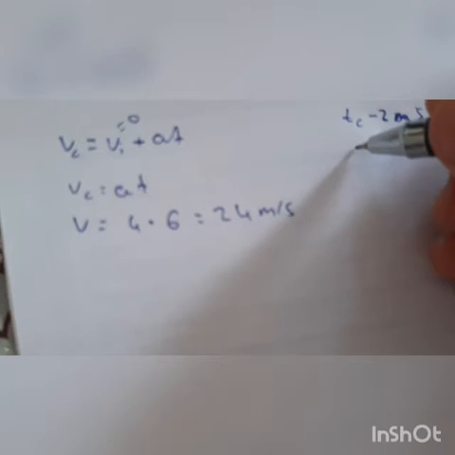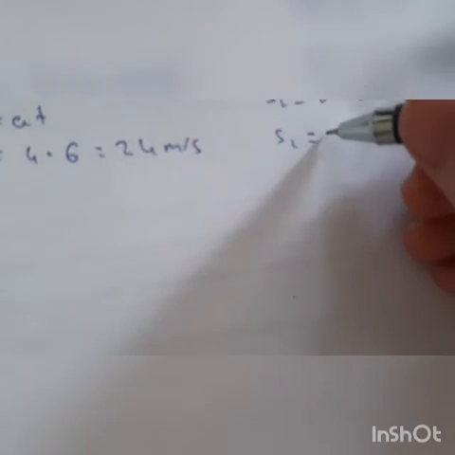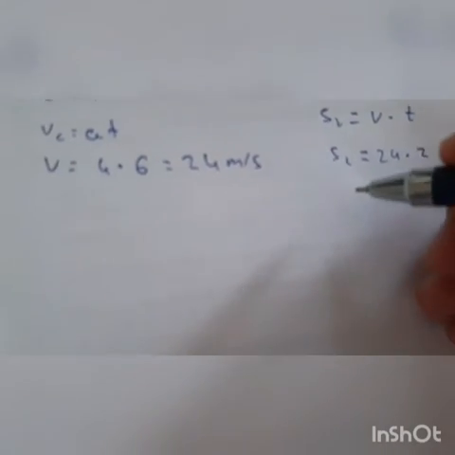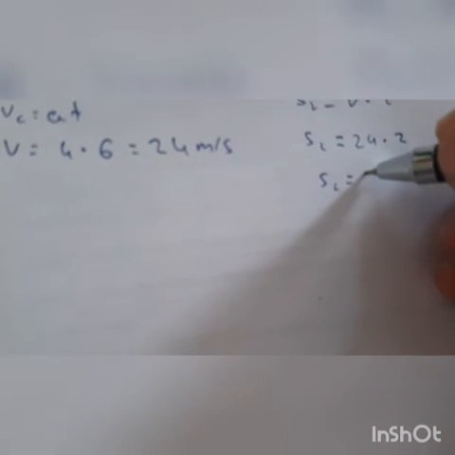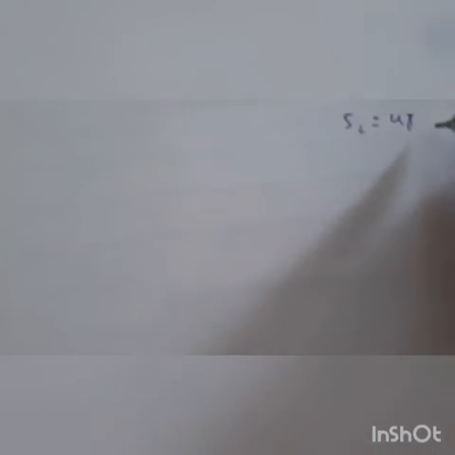And we find it with this formula: distance equals velocity multiplied by time. Our constant velocity is 24 and the time is 2, and the second distance is 48 meters. Okay. And the third part is deceleration because it's slowing down.